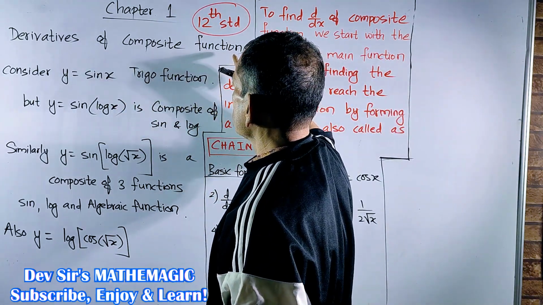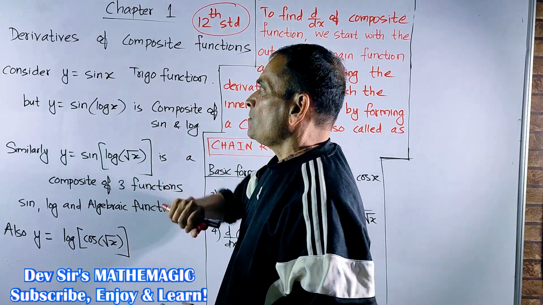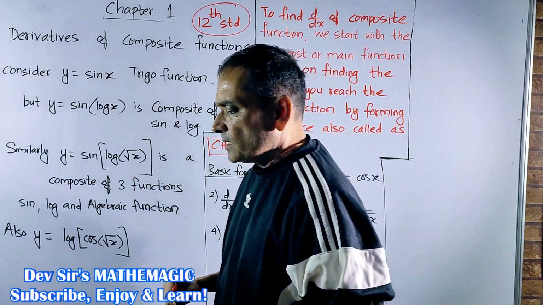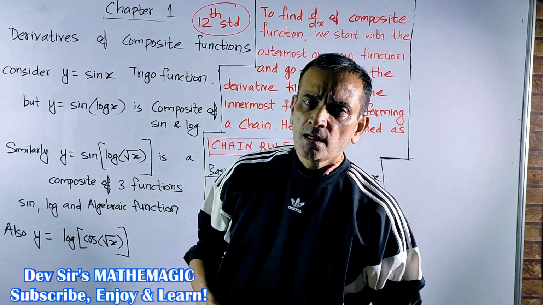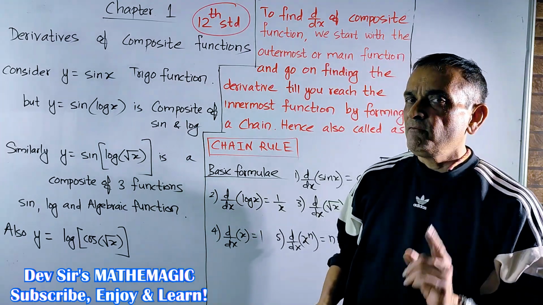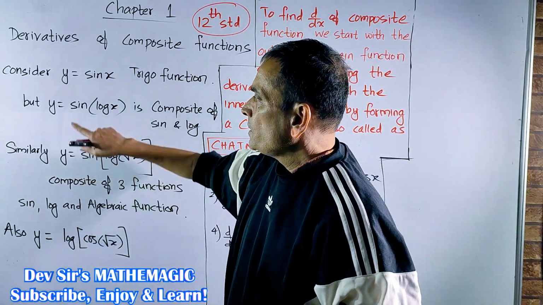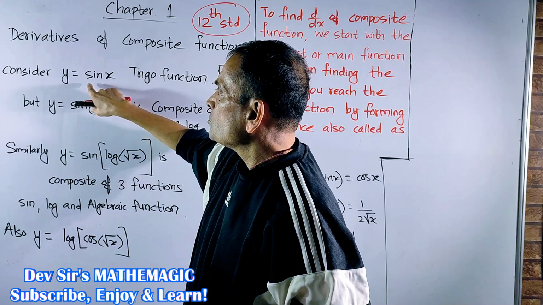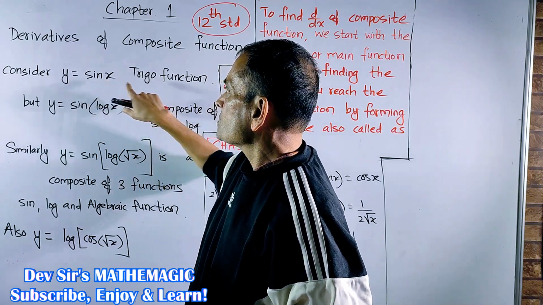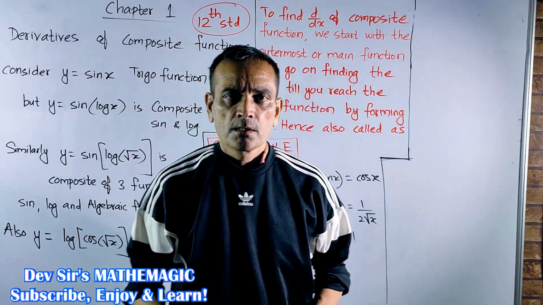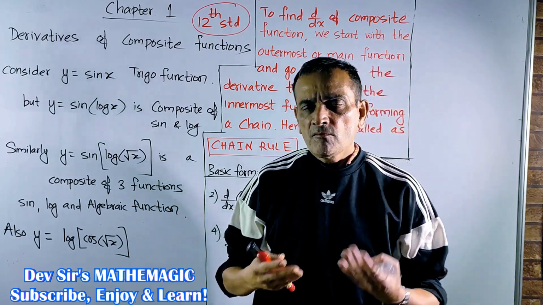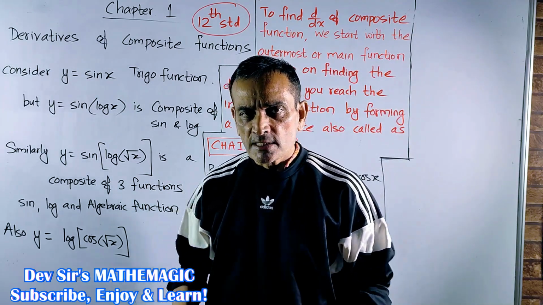Derivative of composite functions यानी क्या? And just see the meaning of composite functions, which we have seen once in the 11th. ये function देखो, y is equal to sin x. It is called as trigonometric function. Simple. Y is equal to sin x, y is equal to cos x.